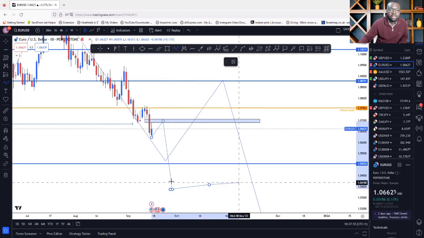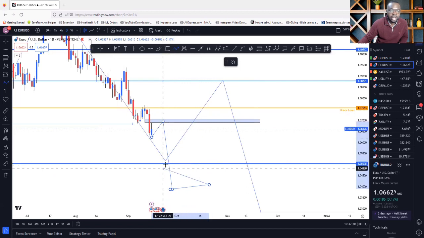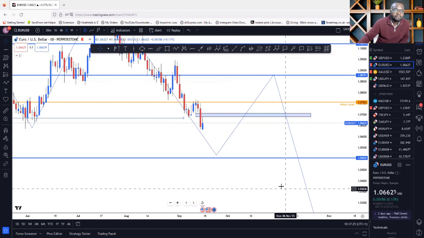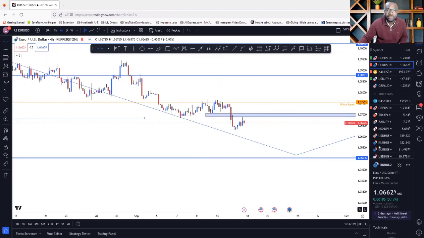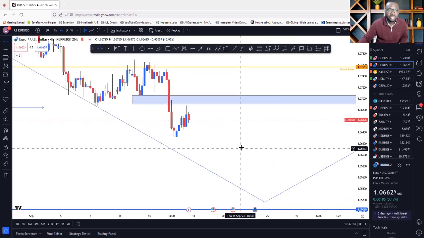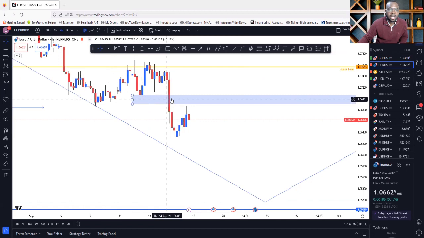Now, depending on what the market wants to do, it could get here, go back up, whatever it wants to do. But you want to look at that, okay? Now, let's see on the 4-hour time frame, which is your time frame. Now, you can see price is already almost getting to that zone.